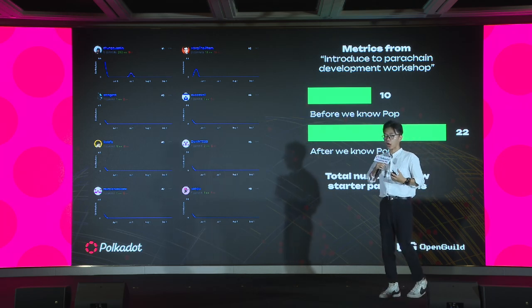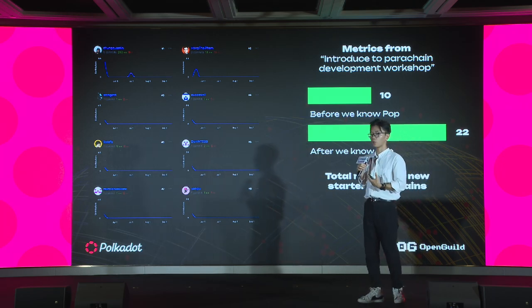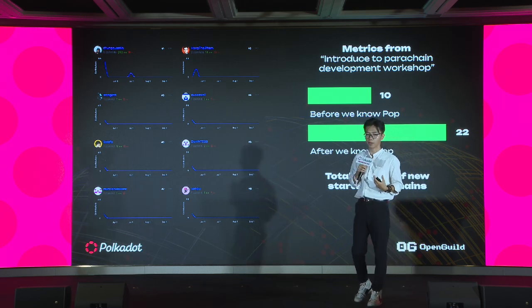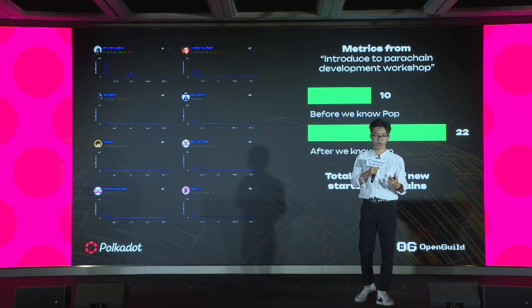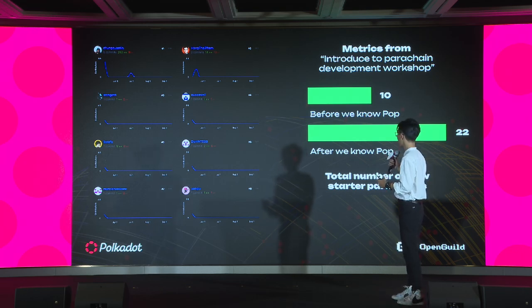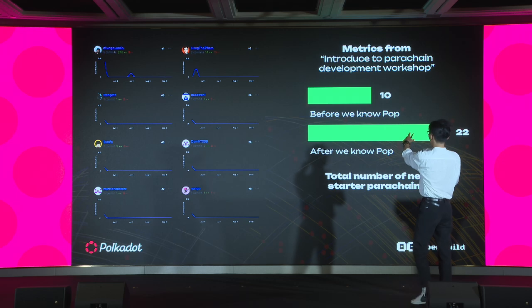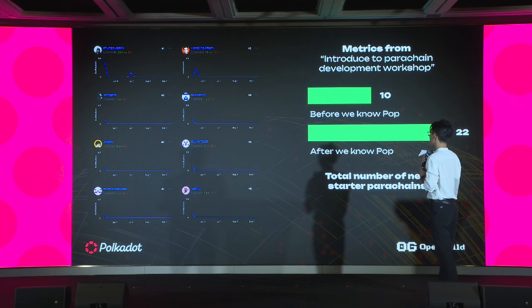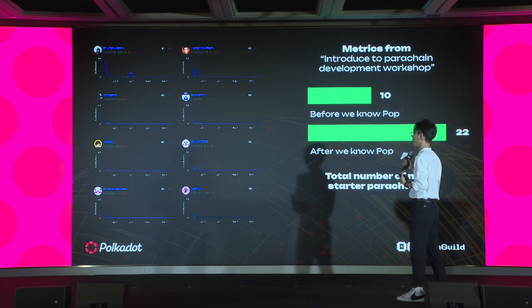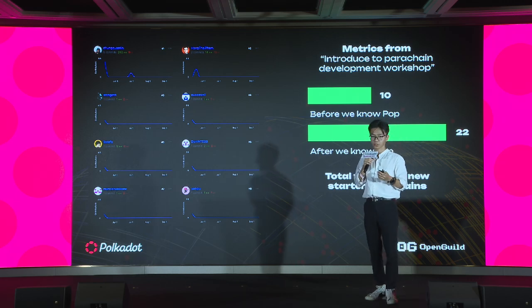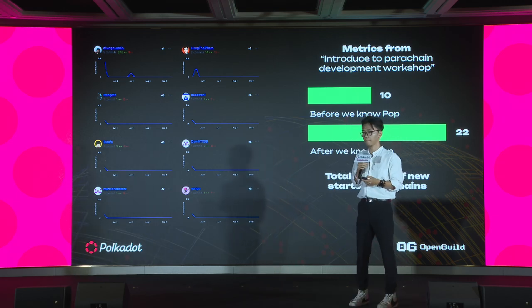And in that way, our OpenGuild community applied this solution to our community workshops and tutorials. For example, in our Polkadot hack camp, we replaced it with POP CLI and also the solution for the POP network. And we also saw an obvious improvement in our introduction to parachain development workshop. This increased the number of participants, and also increased the number of parachains built from this workshop from 10, and after we knew POP, it increased to 22. That is the total number of new starter templates created using the solution.